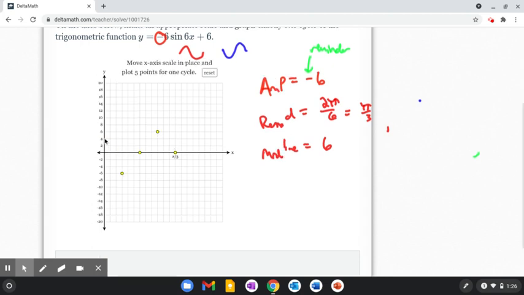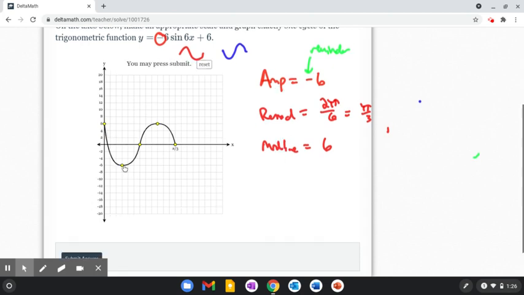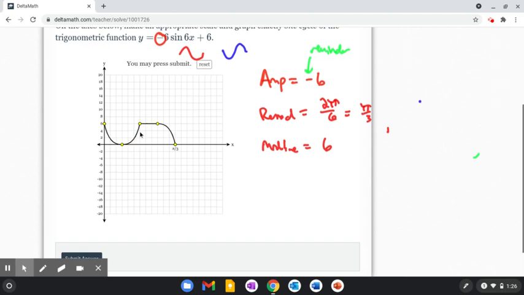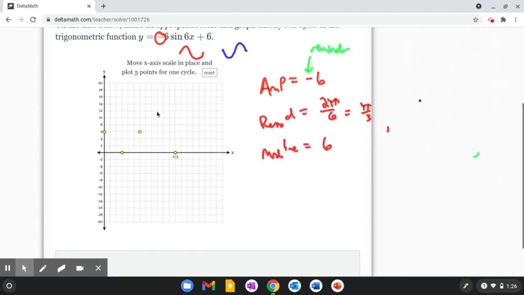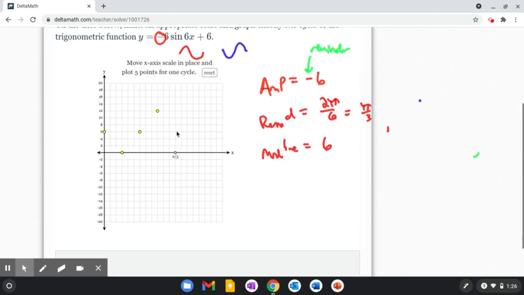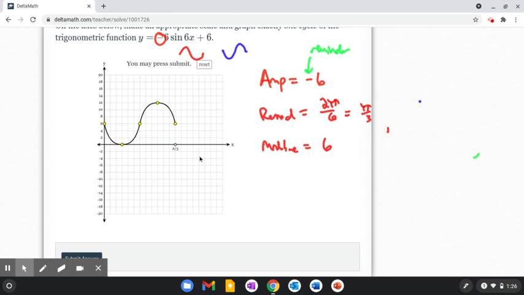So this one goes from 0 up to 6. This one goes from -6 up to 0. This one goes from 0 up to 6. This one goes from 6 up to 12. And this one goes from 0 up to 6. And that will be our final graph there.